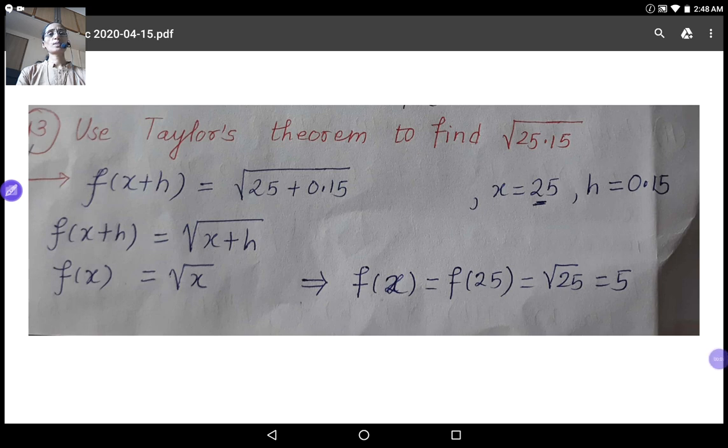Dear students, welcome to lecture 4 on Taylor's theorem. Now we will see the examples to find the approximate values by using Taylor's theorem. Now let us see the example here.